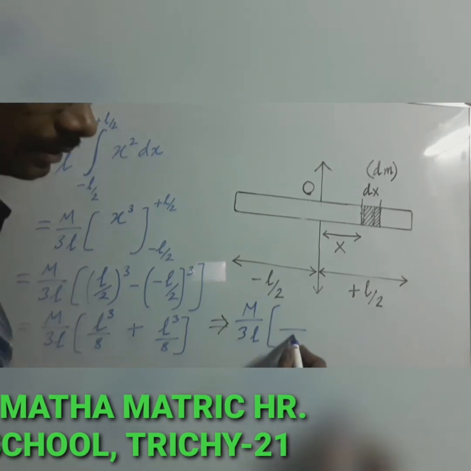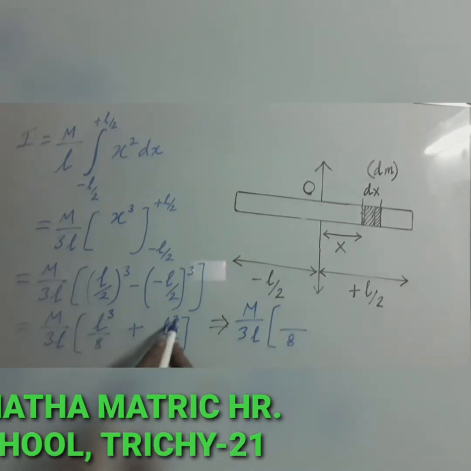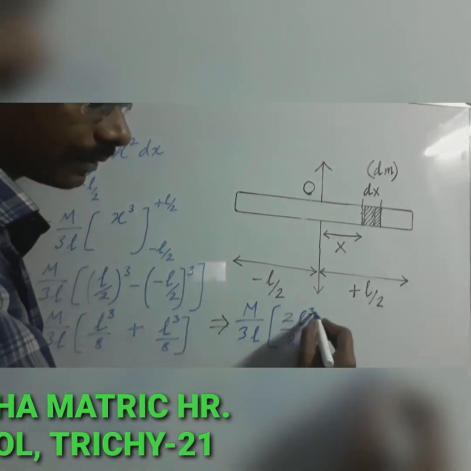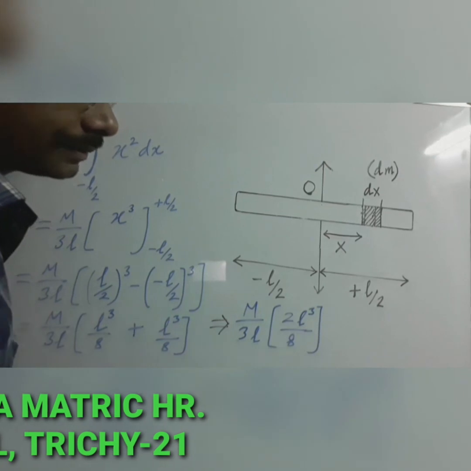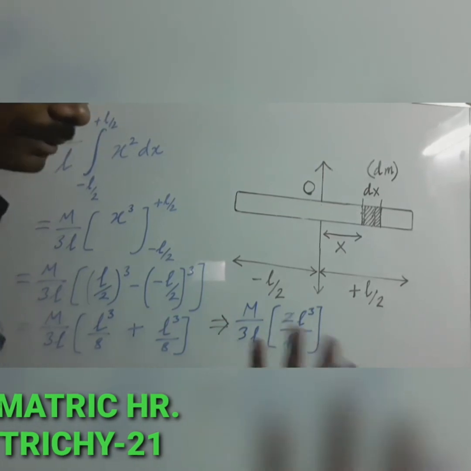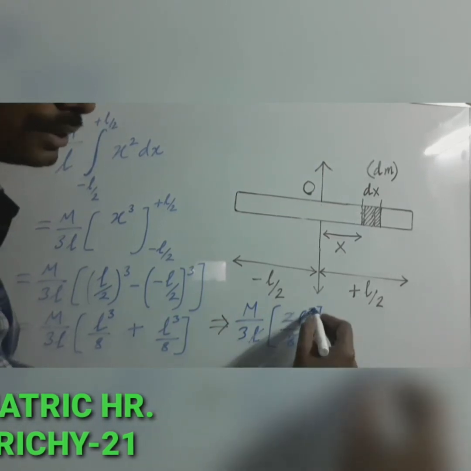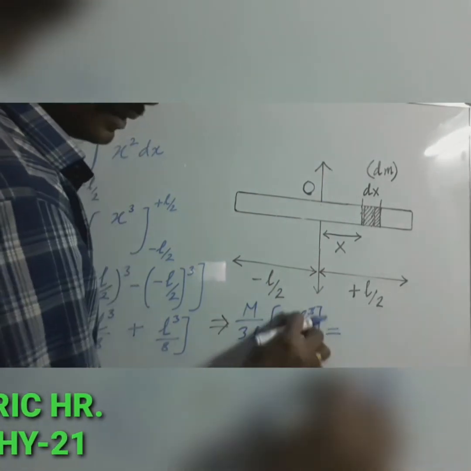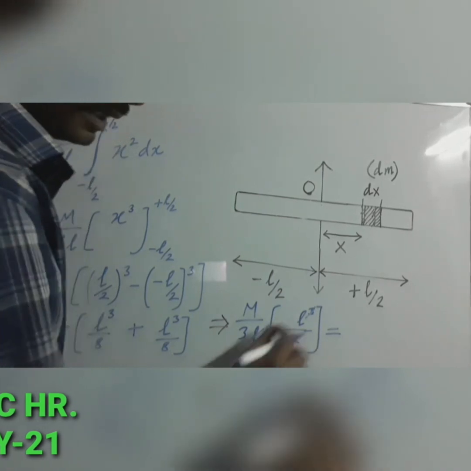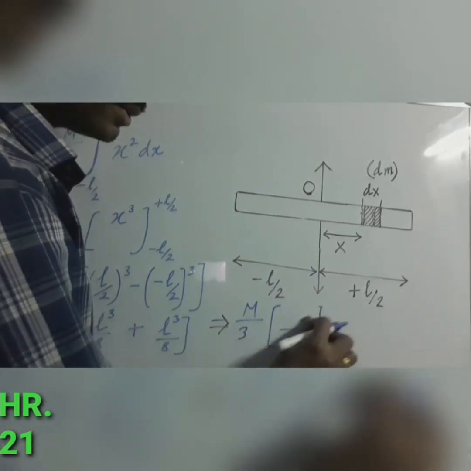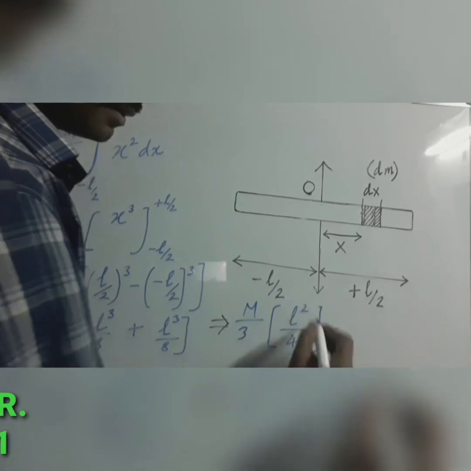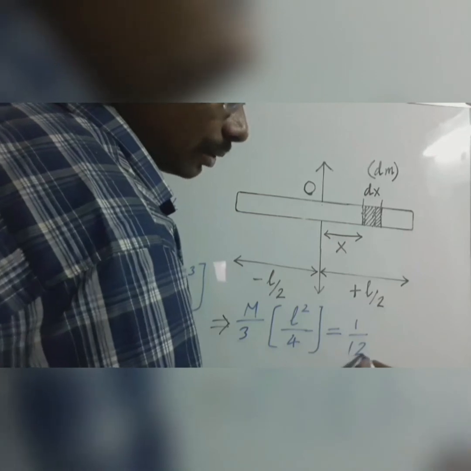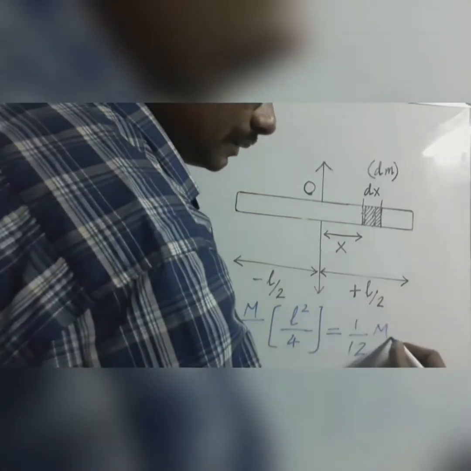Here the denominator is the same, so you can write M by 3L into L cube plus L cube over 8, so 2L cube divided by 8. So 2 and 8 can be cancelled, and here L cube can be cancelled. And what is the remaining thing? Here 4 will be there. Here L cancels with the cube, so it will be L square. So it can be written as 4 into 3, that is 1 by 12 M L square.